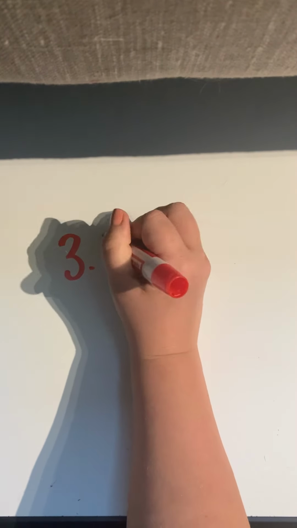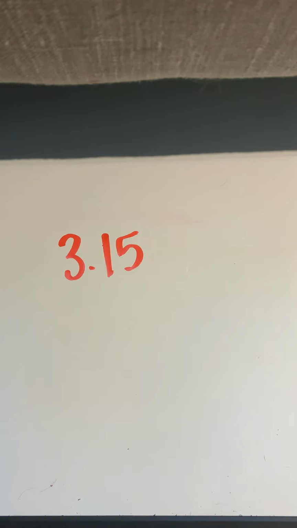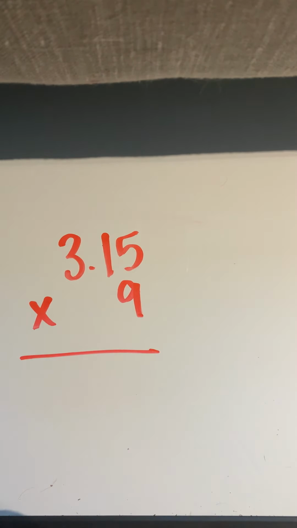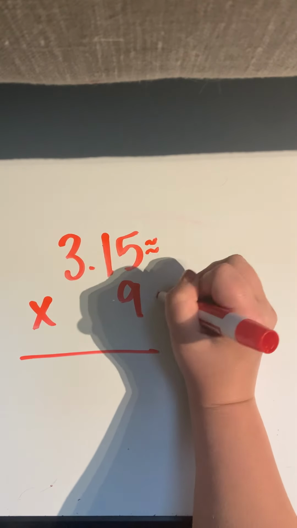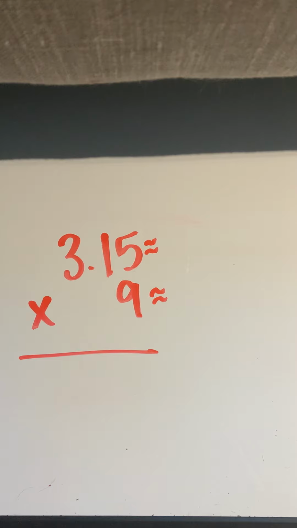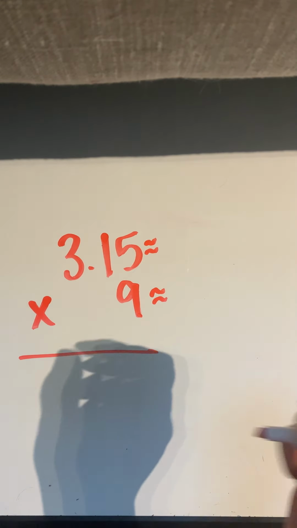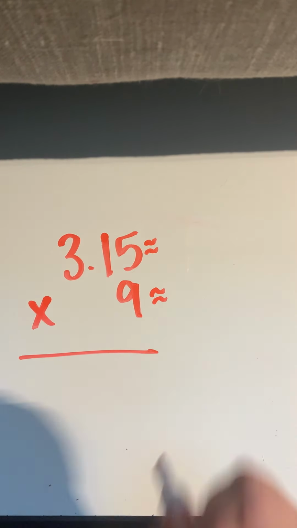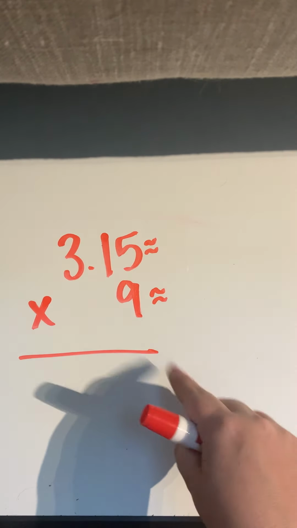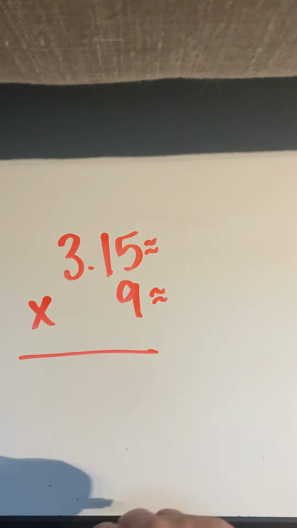Okay, let's go ahead and take a look at number 10. So I have 3 and 15 hundredths times 9. Okay, and then I'm going to estimate to see if my answer is reasonable. Go ahead and pause the video. Excellent job, guys. Let's go ahead and solve this and find our product, and then we'll see if the answer is reasonable based on the estimate.